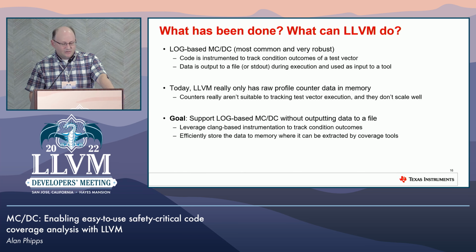So what we decided to do is support the log-based approach, but without outputting data to a separate file. We leveraged the Clang-based instrumentation passes, which are very efficient already, to track the condition outcomes in the execution, and then find a way to efficiently store the data in memory where it can be extracted by the coverage tools, just like other coverage data is.